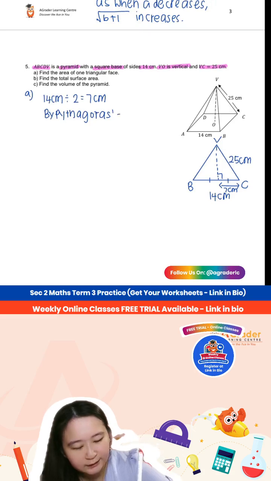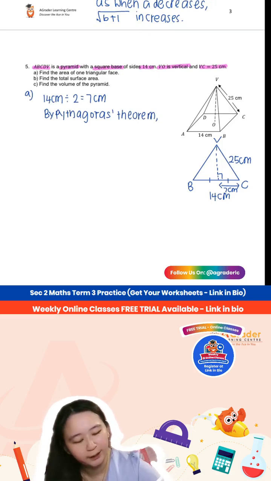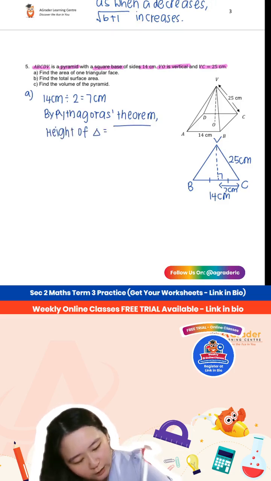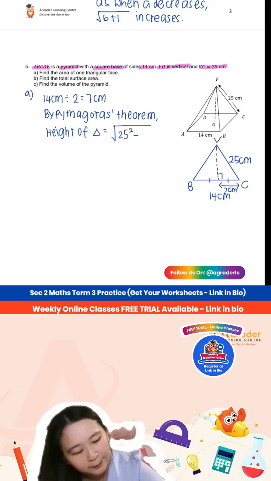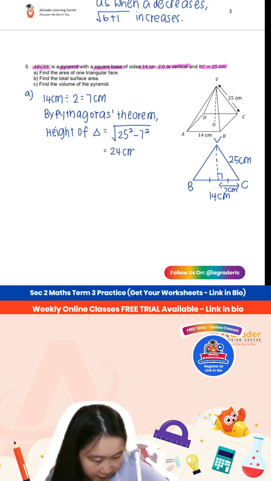Pythagoras theorem will be learned in Sec 2. So using Pythagoras theorem, we can find the height of the triangle. It would be square root of 25 square minus 7 square, which will give us 24 cm.